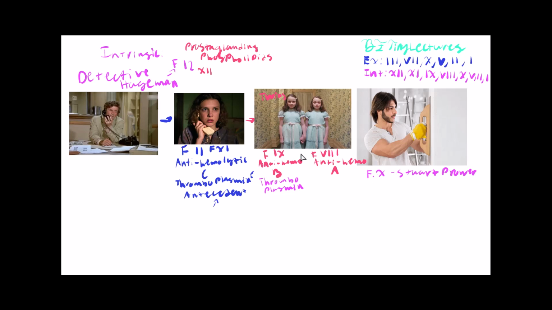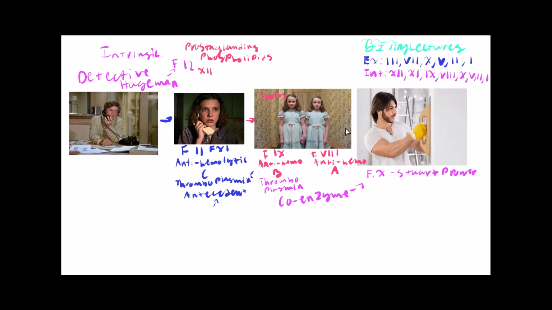And the reason why antihemolytic B is paired with antihemolytic A is because they form a coenzyme. So they form a coenzyme, and that coenzyme activates Stuart Prower. And that's pretty much the last section of the intrinsic pathway.